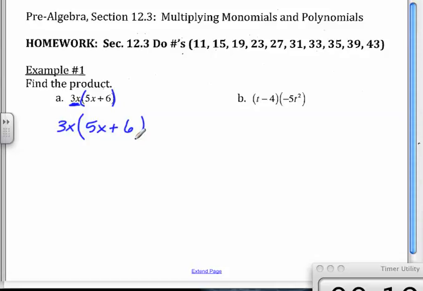Now, guys, we don't do this any differently than we've worked all along. We're going to need to distribute. The 3x needs to get multiplied by both of the terms, not just one of them.